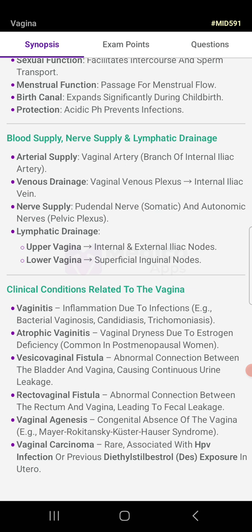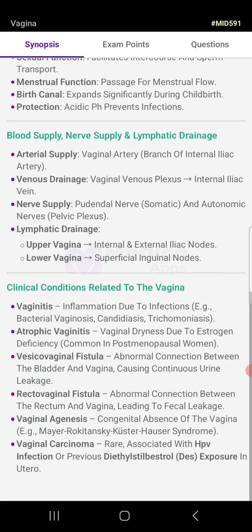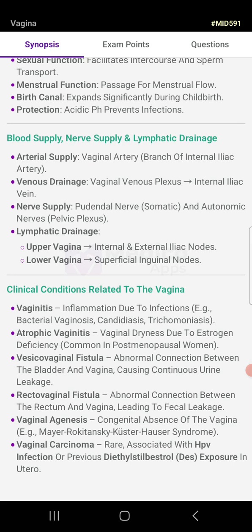Arterial supply. Vaginal artery, branch of the internal iliac artery. Venous drainage. Vaginal venous plexus, internal iliac vein. Nerve supply. Pudendal nerve, somatic, and autonomic nerve, pelvic plexus. Lymphatic drainage. Upper vagina, internal and external iliac nodes. Lower vagina, superficial inguinal nodes.